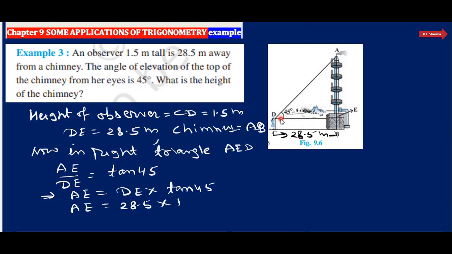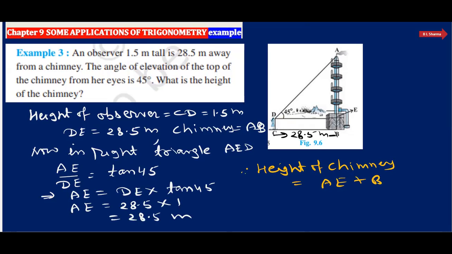28.5 and tan 45 is 1, that is 28.5 meter. But the height of the chimney is AE plus BE. AE is 28.5 because this is 28.5. BE is already given, that is 1.5 meter. So that is 30 meter. So height of the chimney is 30 meter, and this is the answer of the question.